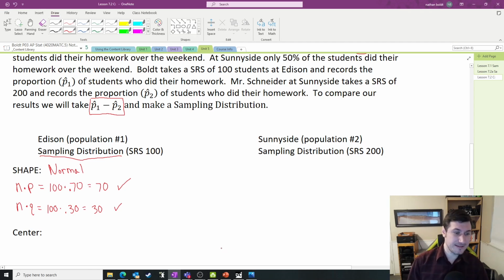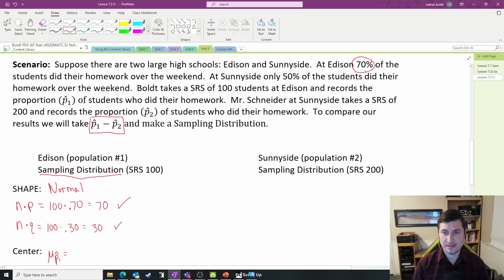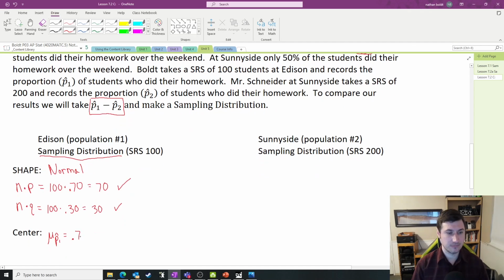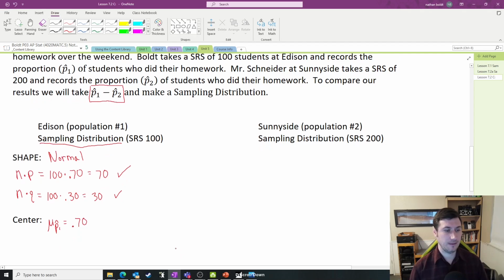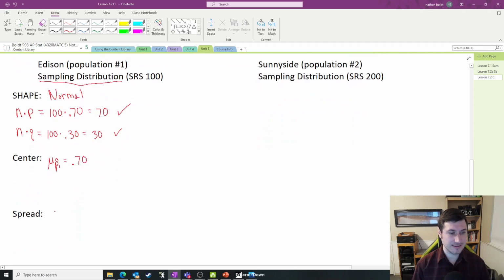All right. The center, what is the center of the distribution here? Well, the mean of all the p1 hats for this sampling distribution is just the 70%, the population proportion. All right, and the spread, the standard deviation of p1 hat. Whew. That syntax gets pretty brutal. Subscript of a subscript with a superscript. It's good stuff.